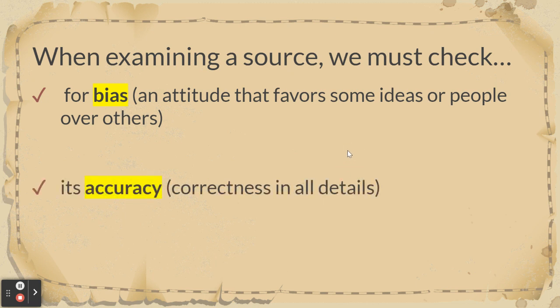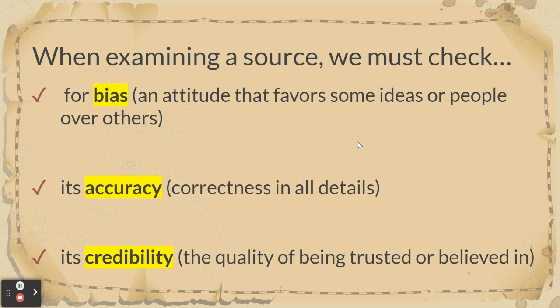When examining a source, we must check its accuracy. Accuracy is the correctness in all details. We must also check its credibility, the quality of being trusted or believed in. There are some sources, like government websites or respected newspapers, that have more credibility than, let's say, a random blog on the internet or a supermarket tabloid. So, in examining a source, we must check for bias, we must check its credibility, and we must check its accuracy.